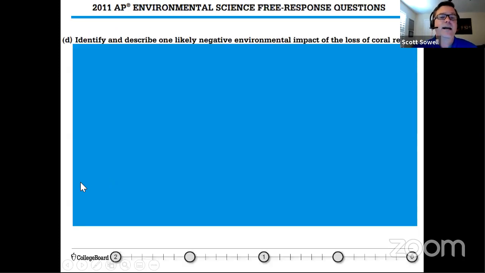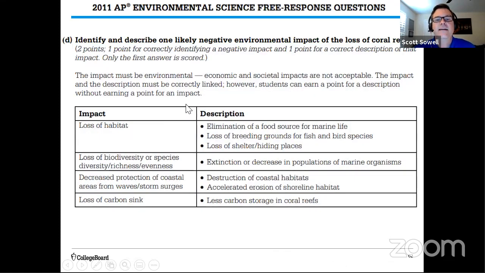Part B or D says identify and describe a negative environmental impact from the loss of the coral reefs. So let's go ahead and look at some of the answers. If I lose my coral reef, an environmental impact, not economic or societal, would be things like loss of habitat, loss of biodiversity, decreased protection from coastal storm surges, and loss of a carbon sink. And then you can see the descriptions here on the right-hand side.